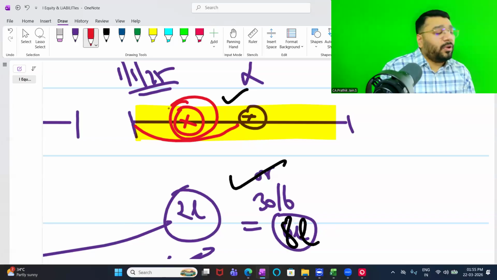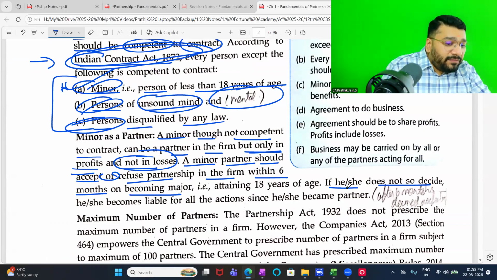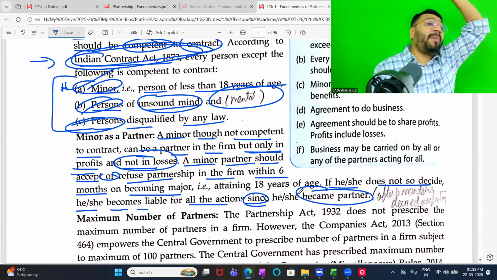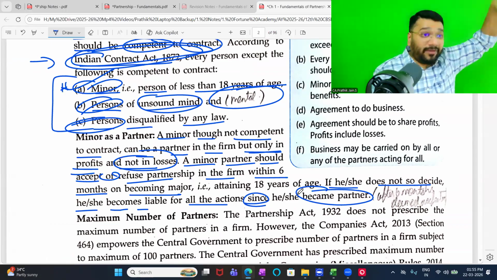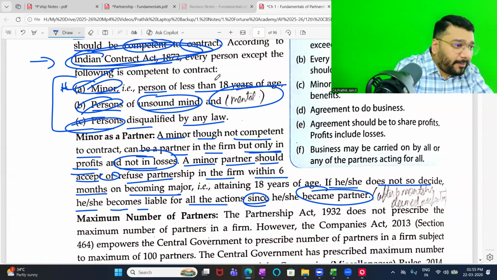Any doubts? Okay. Now, if he or she does not so decide, then he or she becomes liable for all actions since they became the partner. Which partner? Minor partner. Since the minor partner days, whatever liability came, whatever act happened, for all of that, they'll be liable. Okay, not okay?